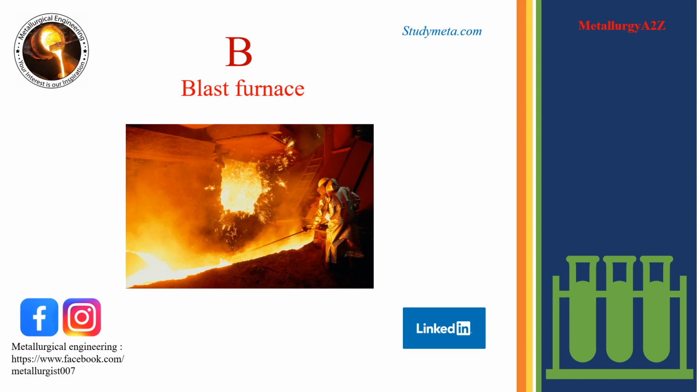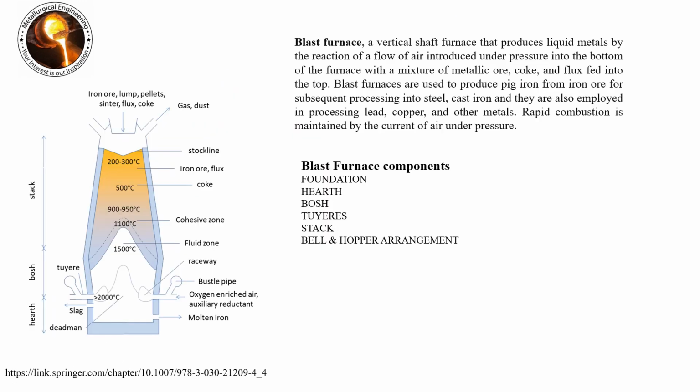So let's start. What is a blast furnace? Let's go with the definition first. A blast furnace is a vertical shaft furnace that produces liquid metal by the reaction of a flow of air introduced under pressure into the bottom of the furnace with a mixture of metallic ore, coke, and flux fed into the top. Blast furnaces are used to produce pig iron from iron ore for subsequent processing into steel and cast iron. They are also employed in processing lead, copper, and other metals. Rapid combustion is maintained by the current of air under pressure.